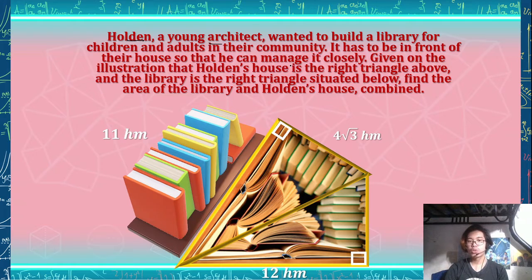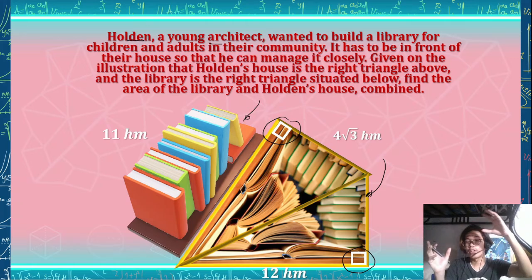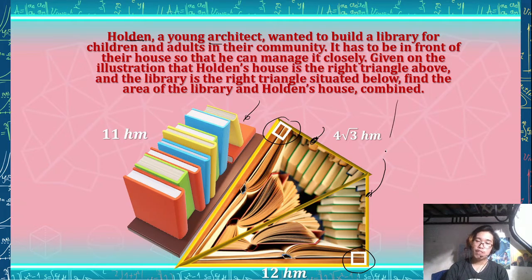So given the illustration below, we have Holden's house. Okay, so this is Holden's house, and then we have the library here. And we have two right triangles forming the library and Holden's house that are adjacent to each other, or next to each other. So we need to find the area of the library, and also we need to find the area of Holden's house for this one.